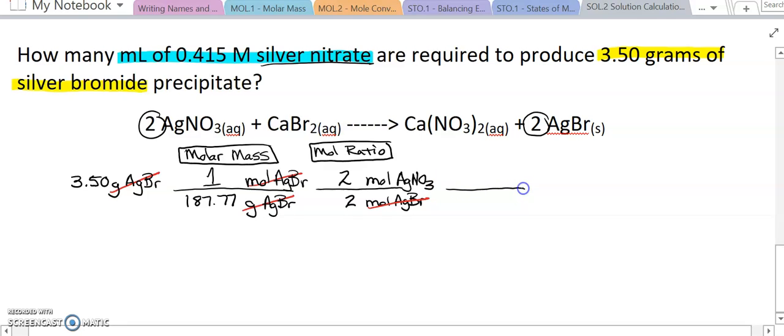Now, once I'm in moles, I could certainly find the number of grams I needed if I was measuring a solid. But in this case, they give me a molarity because they want me to find liters. Again, if you need a molarity in a problem, they have to give it to you. There's no way you can assume what that molarity is going to be. But in this case, moles of silver nitrate needs to go on the bottom so it cancels out. Molarity is moles per liter, and that would put liters on top.